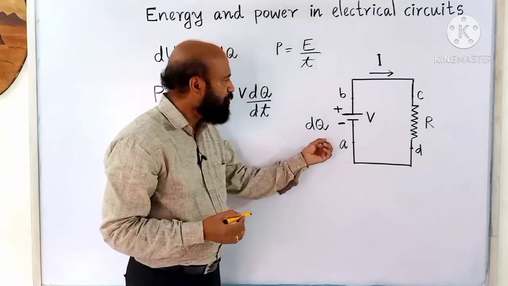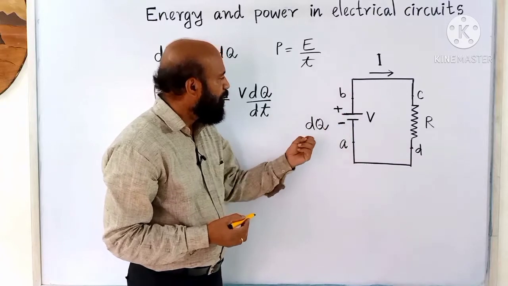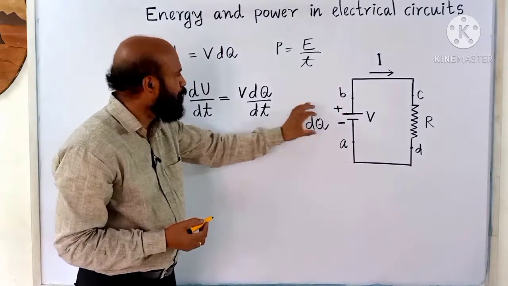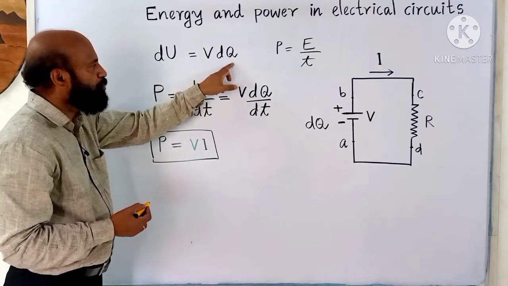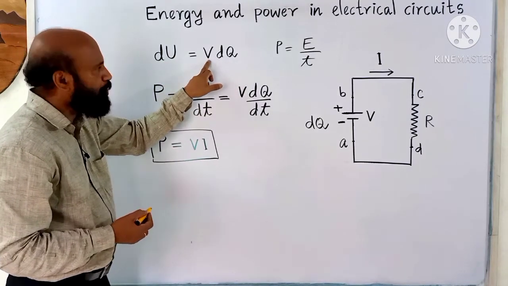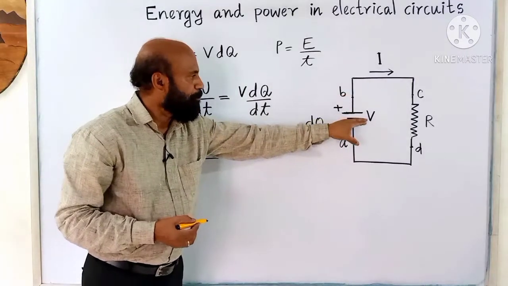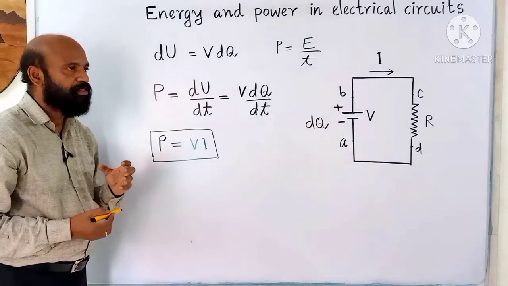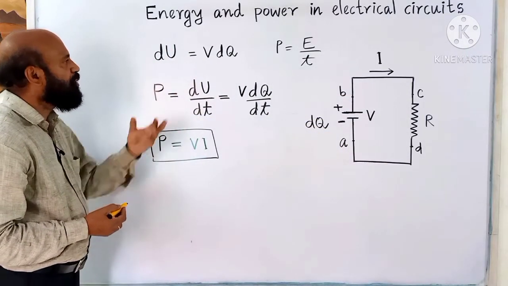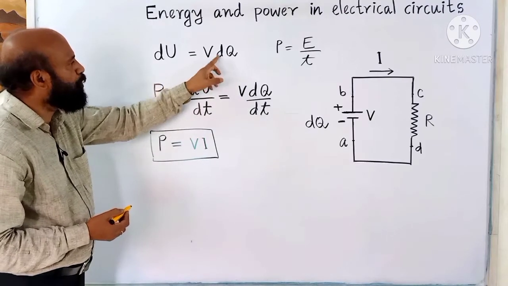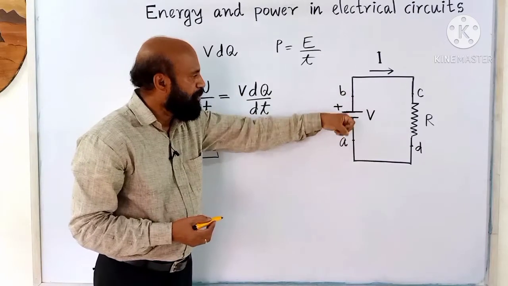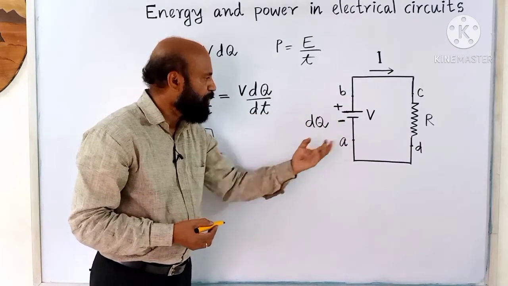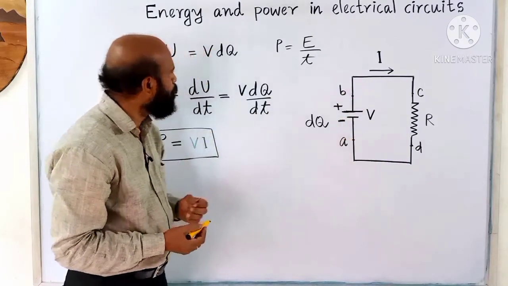So it gains energy. Energy gained by the charge dq is given by this relation: dU is equal to V into dq, where V is the potential difference. Potential difference is the amount of work done for unit charge. Now there is a charge of dq, so V into dq is the energy gained by the charge dq when it is moving from the point A to B.